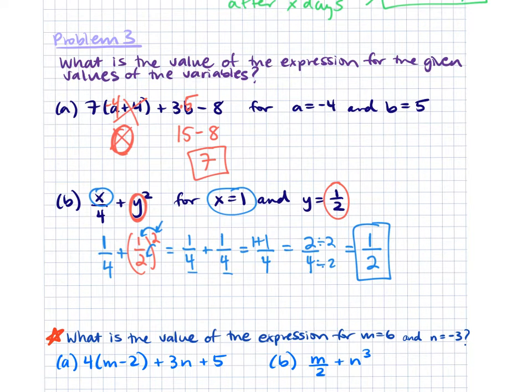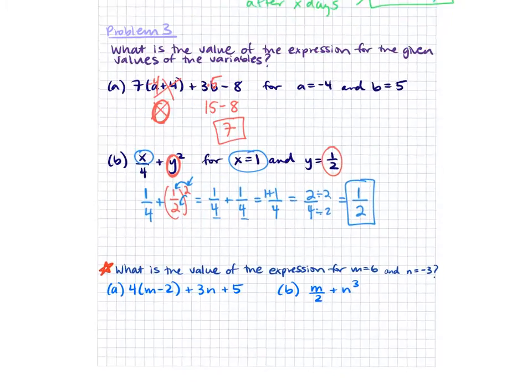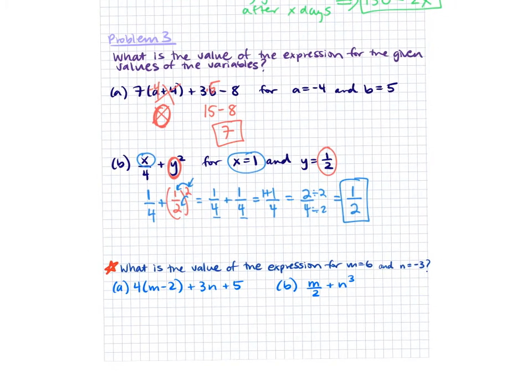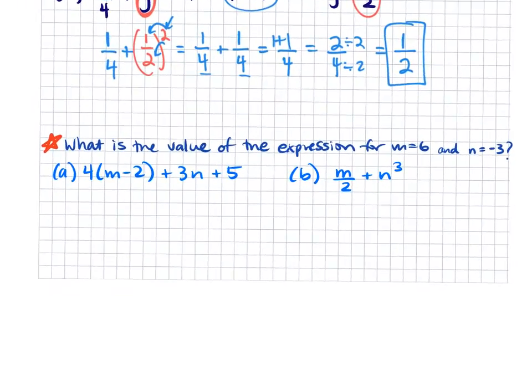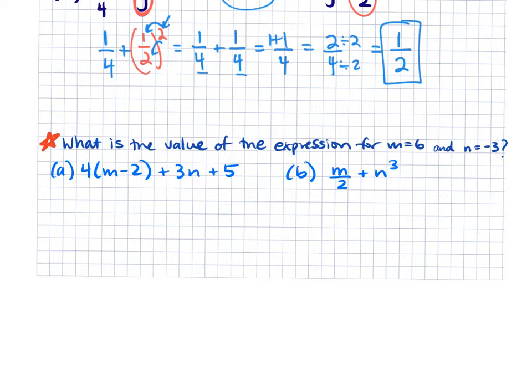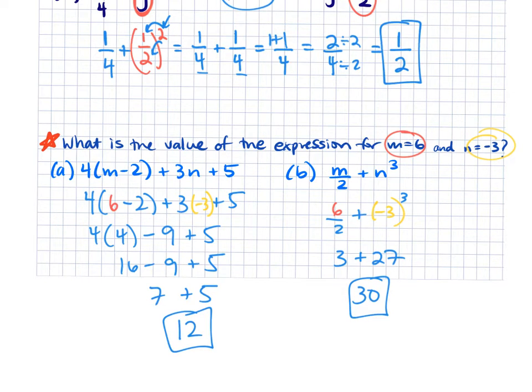Try these two on your own. Let's do this up here. You're going to plug in 6 for M and -3 for N for both of these. Press pause and check back for your solution. When you plug in 6 for M and -3 for N, you get 12 for the first one and 30 for the next one. If you got this wrong, just press pause and see if you can find your mistake. Okay, moving on.